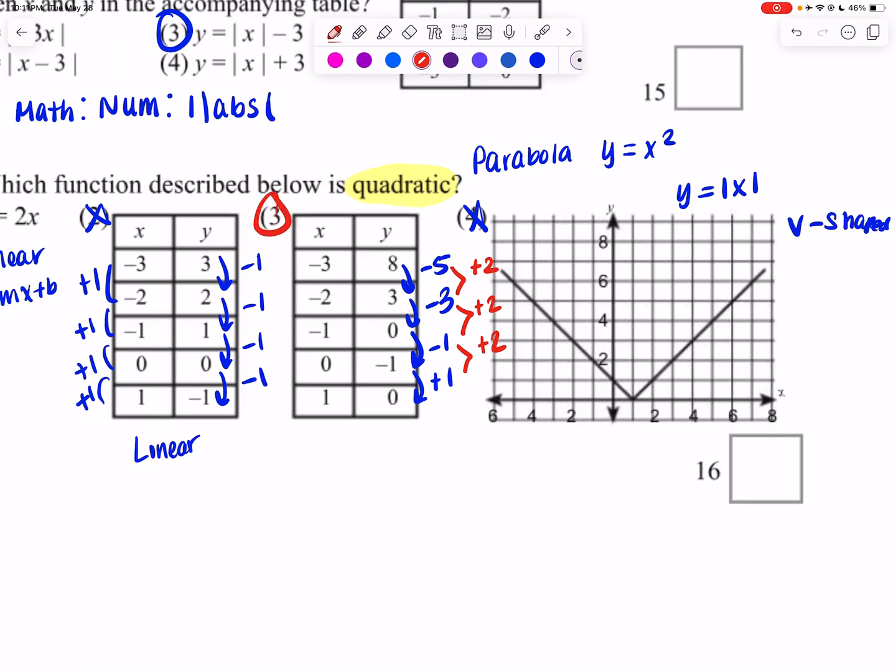And also, you could sort of see that my values start repeating themselves. I go from 8 to 3, 3 to 0, 0 to -1, and then I come back to 0, which means it is following that U-shaped curve.